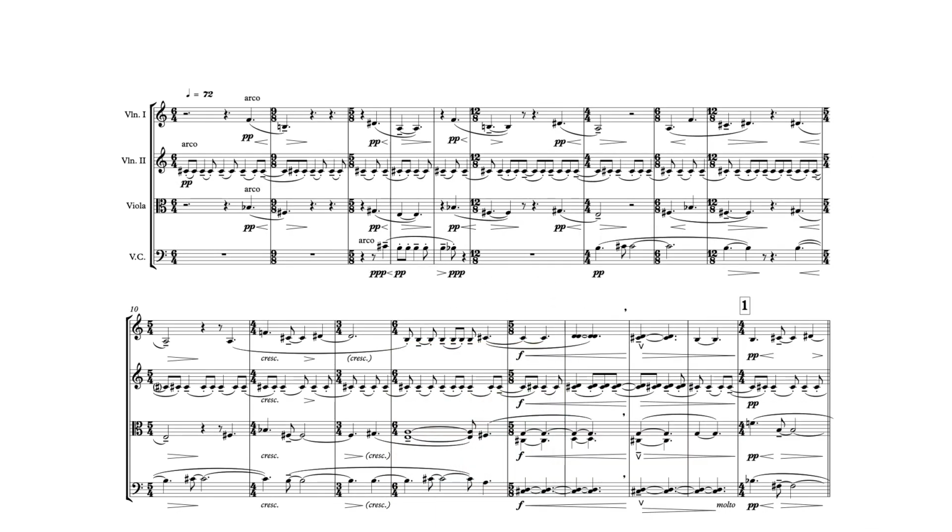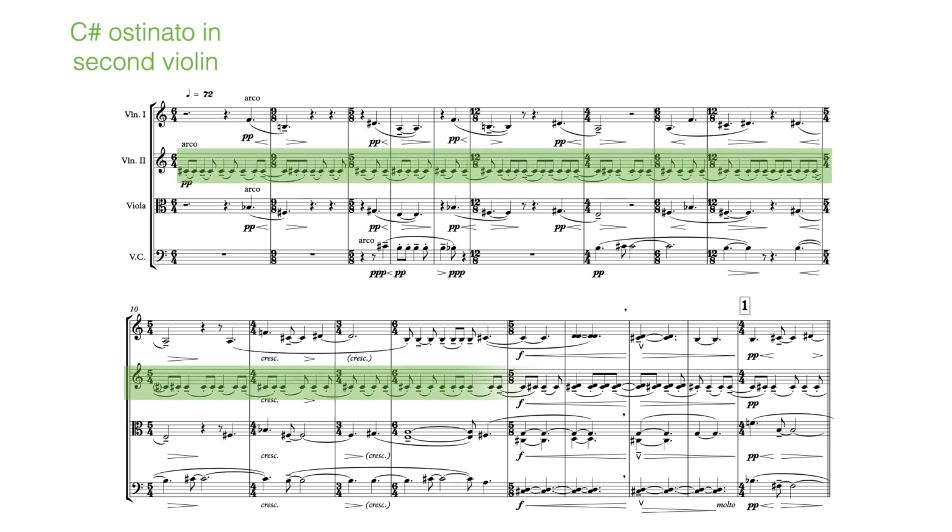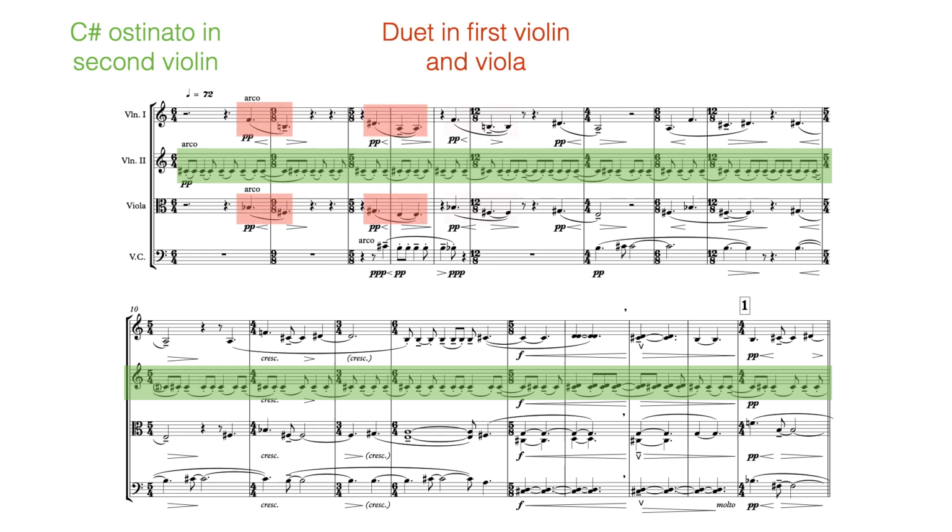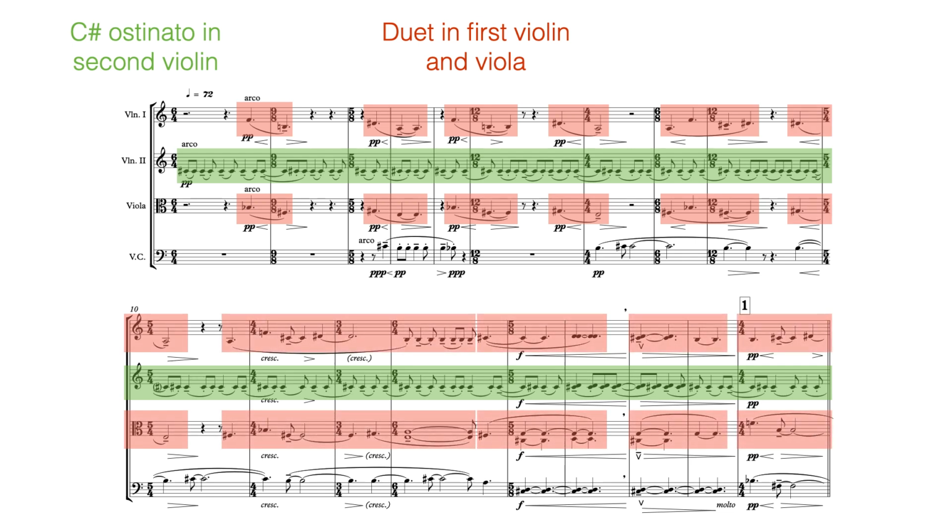This passage is composed in 3 layers: an ostinato on C sharp in the second violin, a note against note duet in first violin and viola, and an additional counterpoint in the cello.